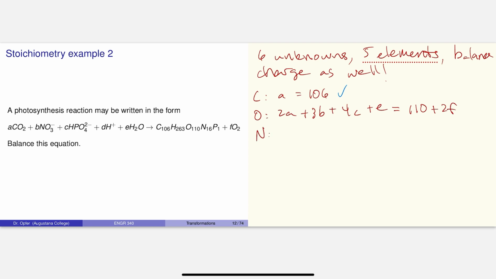Nitrogen. We've got B nitrogen here, and that's the only place it shows up on the left-hand side. On the right-hand side, nitrogen only shows up in our biomass. So again, we get our coefficient B immediately. It has to be 16 in order to have the same number of nitrogen atoms on either side of the equation. All right, let's see, what's next? Let's do hydrogen.